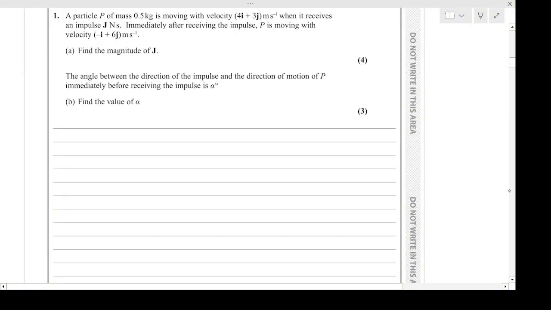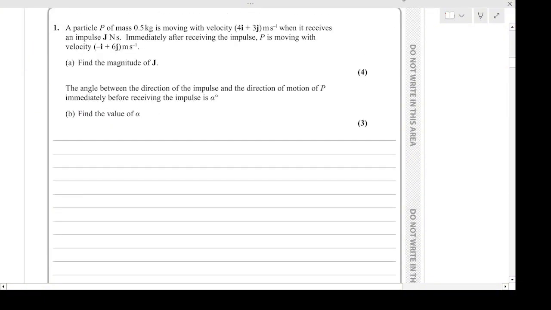So we've got a fairly nice standard impulse question, and we can just use formulas, right? So we have a mass of 0.5 for this particle P, and it has a velocity of 4i + 3j. Then it receives an impulse. After receiving the impulse, it now moves with velocity -i + 6j. So it wants us to find the magnitude of J. So J is the impulse. So let's work that out.